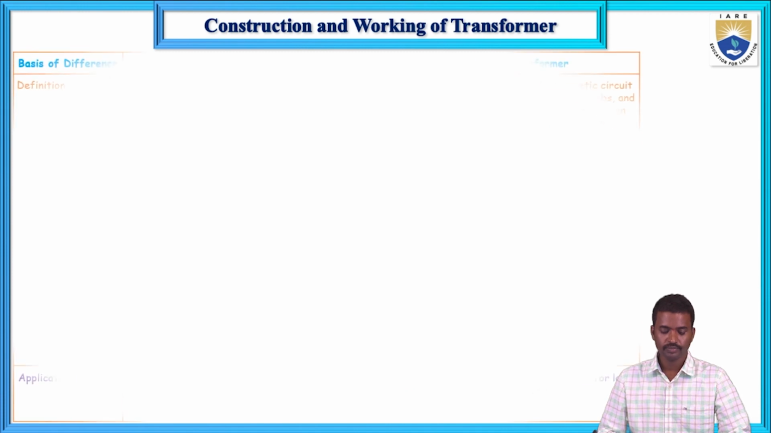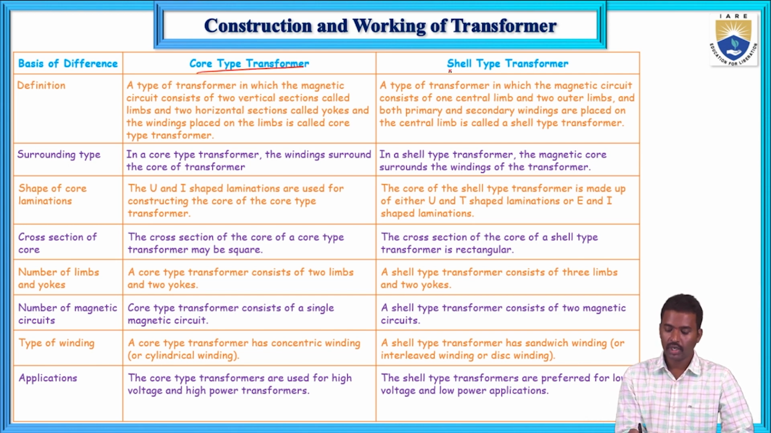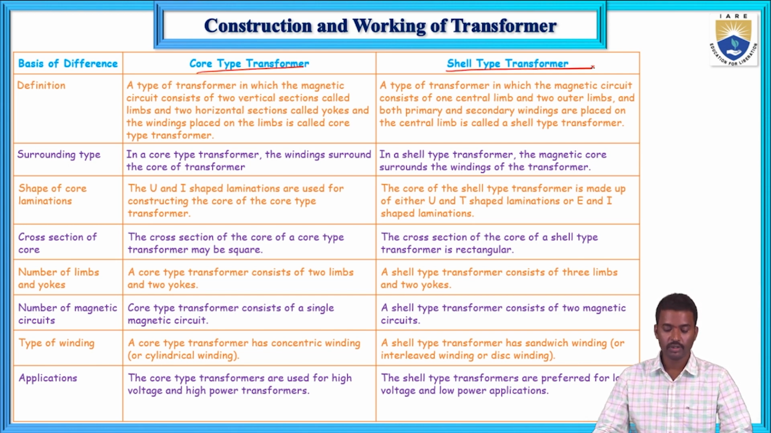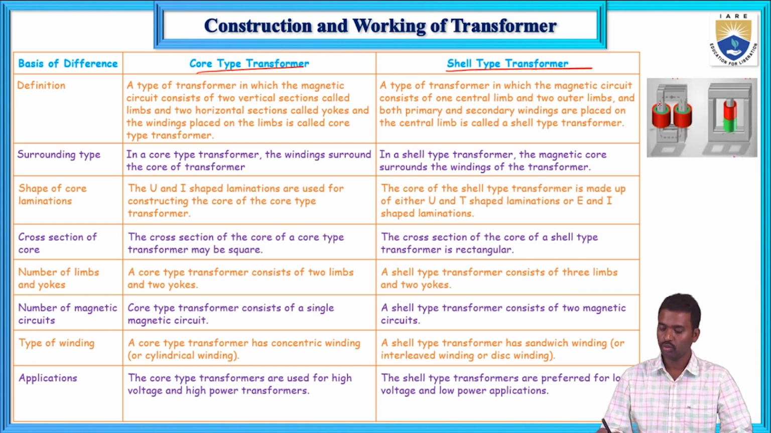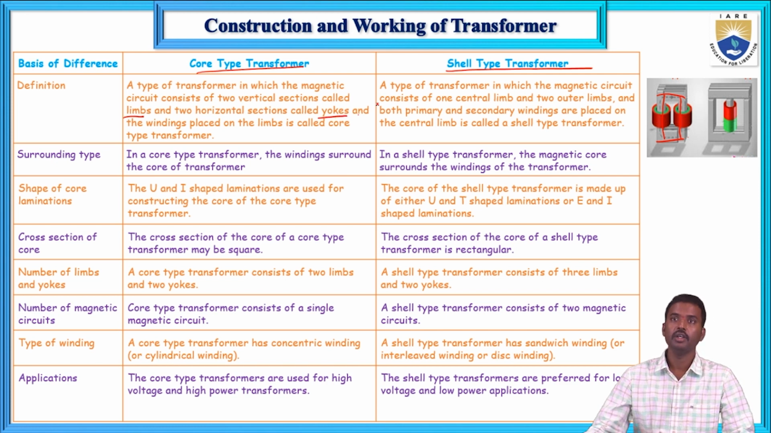Now here is the difference between the core type transformer and the shell type transformer. I will explain each point one by one. First, the definition: a core type transformer is one in which the magnetic core consists of two vertical sections, called limbs, and two horizontal sections, called yokes. These are the limbs and these are the yokes.